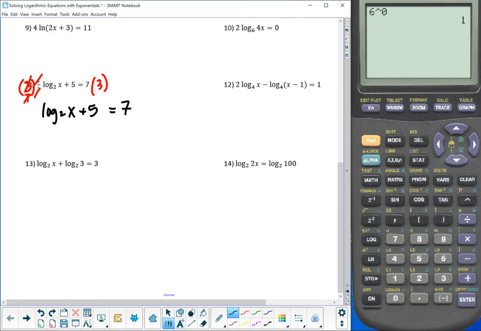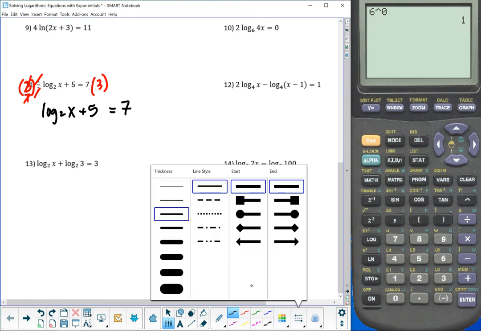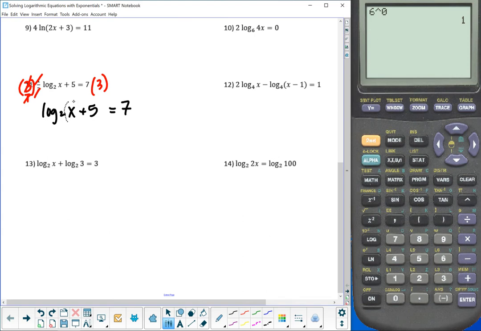Okay, this one could be ambiguous for some folks. I'm going to assume that the x is with the log, and the plus 5 is not, just the way it looks. If they wanted the 5 with it, it would have looked like this up here. So I'm going to assume it's going to be like that.